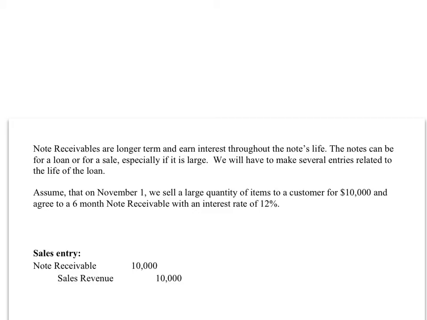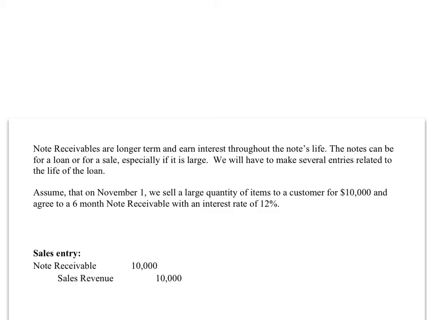Now, this credit could also be cash if it were a loan. It could be accounts receivable if a client is experiencing cash flow problems and they say, hey, we're not going to be able to pay you in 30 days. Can we convert this to a note and let us pay it over time, right? So there's 2 or 3 different ways we could credit here, right? But the debit's going to be a note receivable.